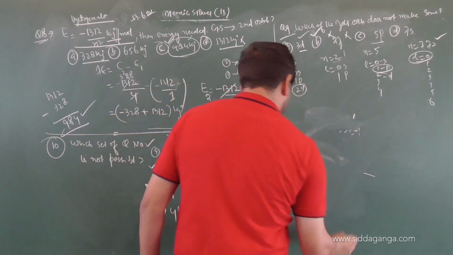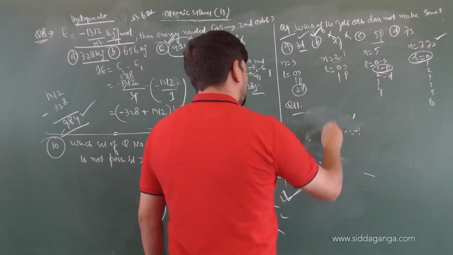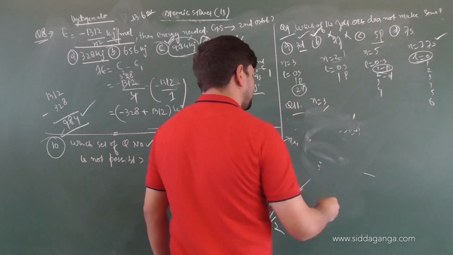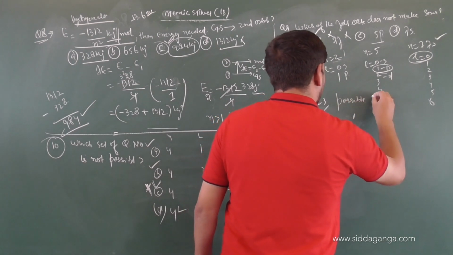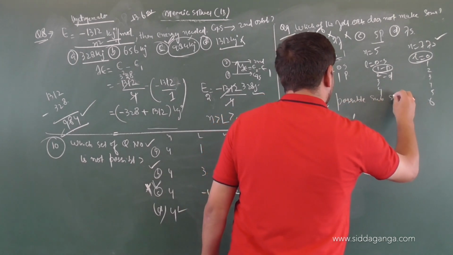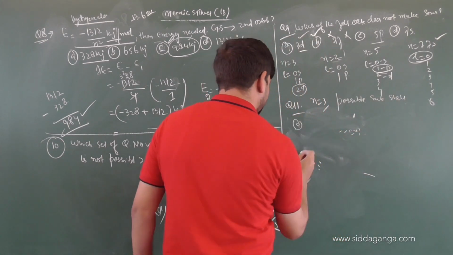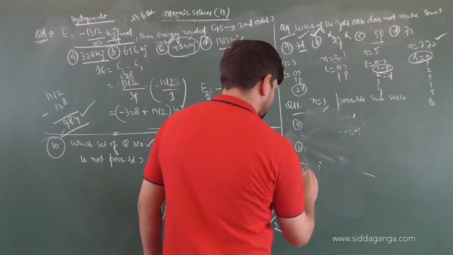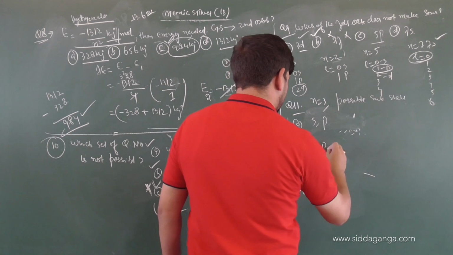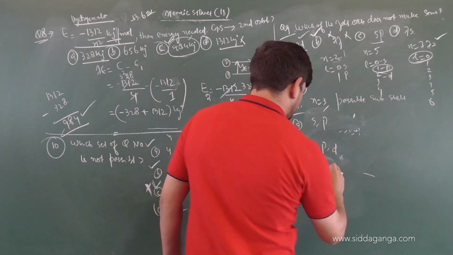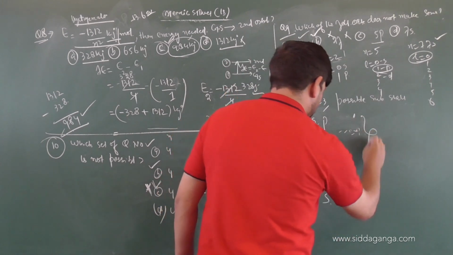The possible sub-shells in n equals 3. Question number 11. If n equals 3, what are the possible sub-shells? Options are sp, spd, spdf, and only s. These are the 4 options.